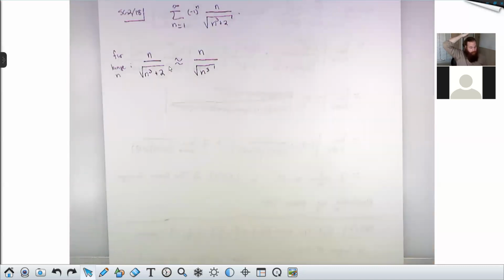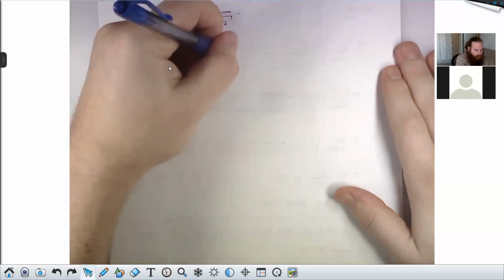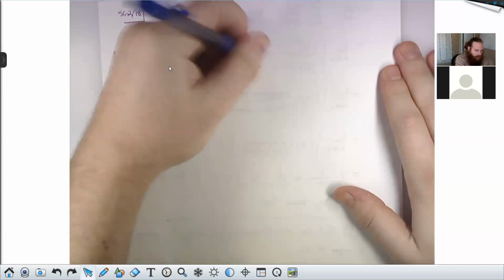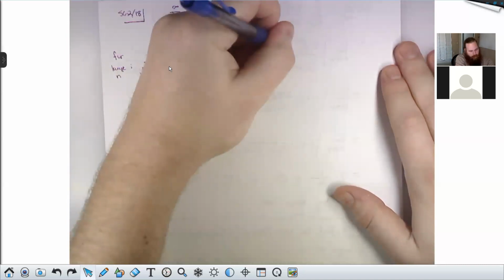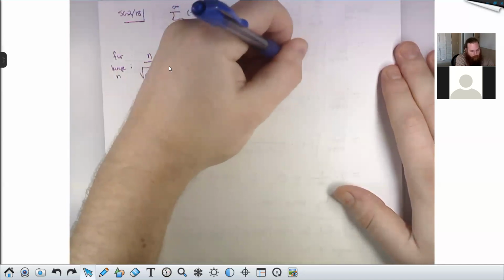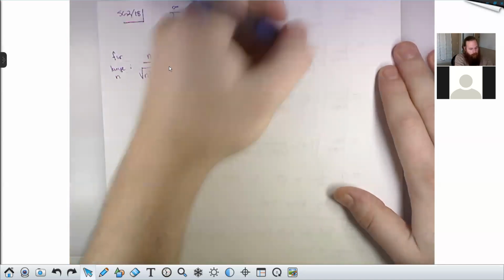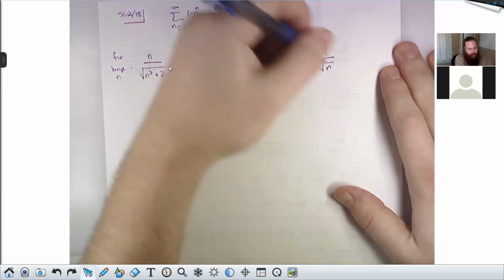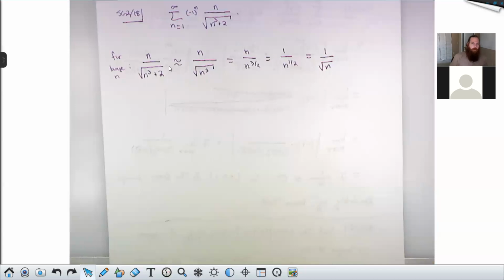The square root of n cubed is n to the 3/2. So this is like n to the 1 over n to the 3/2, which is actually equal to 1 over n to the 1/2. So in other words, this is a lot like the 1 over root n series.